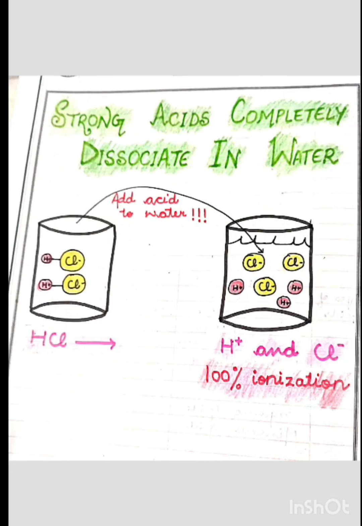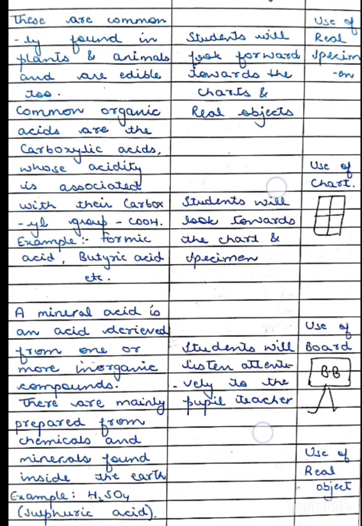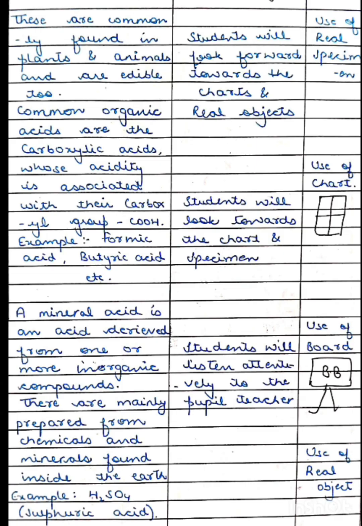The next one is a diagram related to the lesson. Strong acids completely dissolve in water. So here is a diagram. You may draw this diagram in your copy also. The next one is about the pupil teacher activity and student activity, and in this also they have explained the lesson completely.